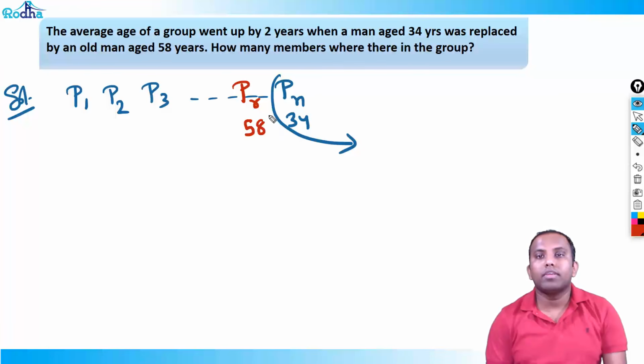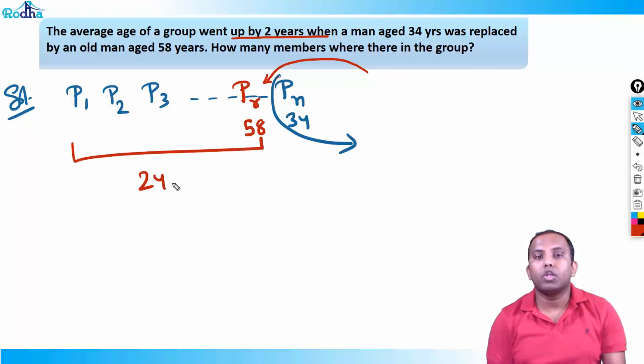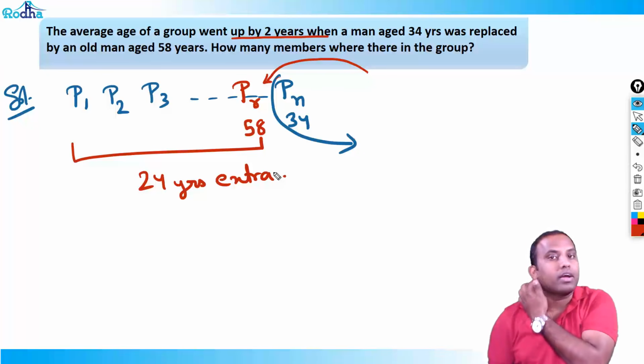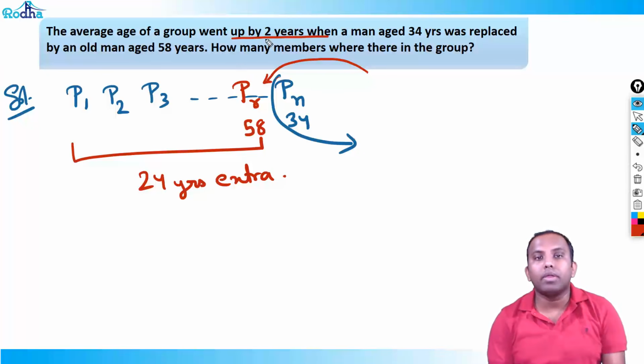And now due to this, the average age of the whole group went up by 2 years. Right? So see, when a guy of age 34 years left the group and another guy of age 58 years joined the group, how much extra is he bringing into the group? He's bringing 24 years extra. So we know that average is always equal distribution. Okay, so 24 years extra, and the average age of the group increases by 2 years.